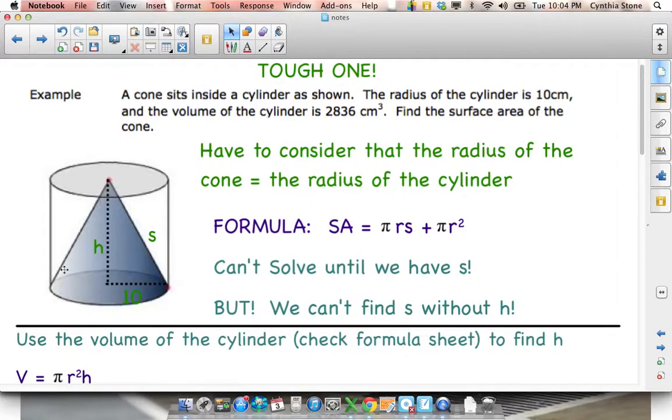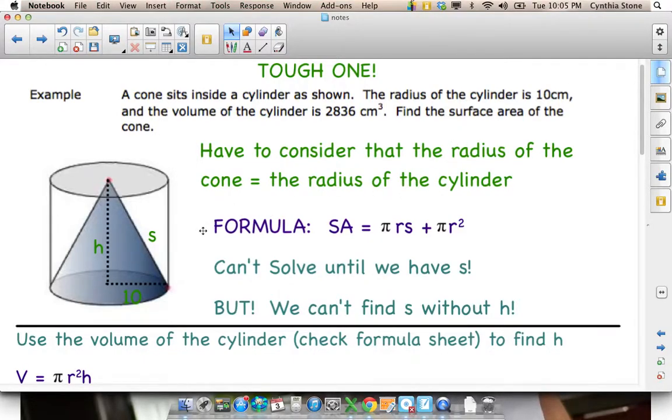Okay, so here you've got a cone, and it's sitting inside a cylinder. The radius of the cylinder is 10. We don't know the height of the cylinder. We don't know the slant height of our cone. But we want to find the surface area of the cone. Well, it's difficult because we only know the volume, not the volume of the cone. We know the volume of the cylinder. So we're so many steps away from getting the surface area of the cone.